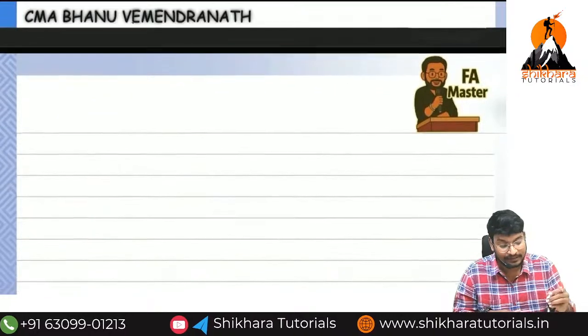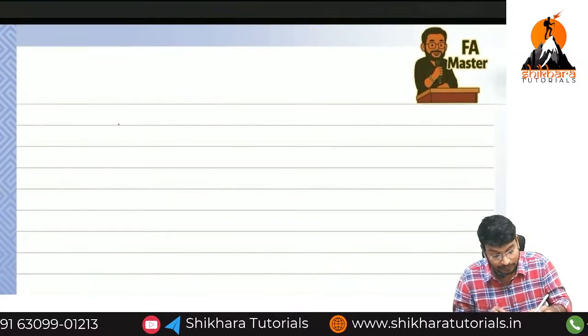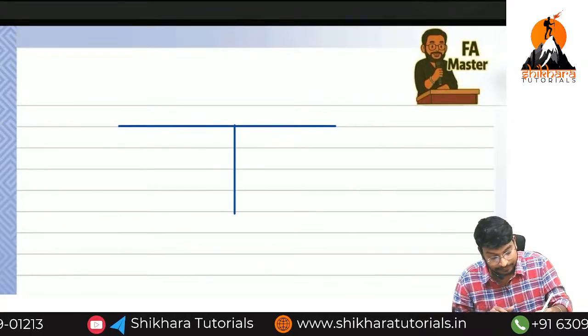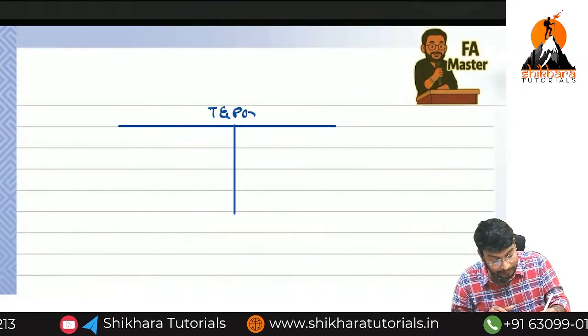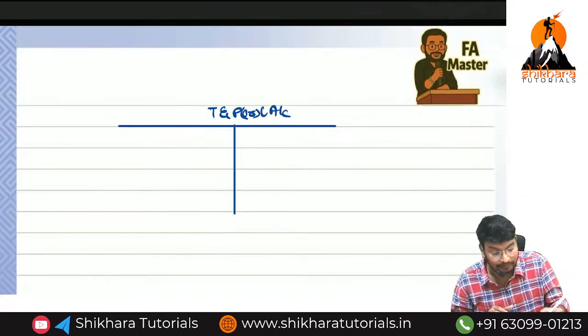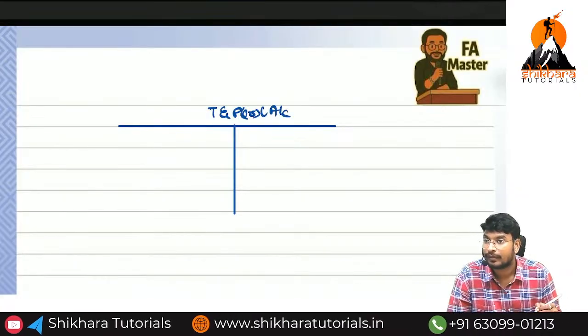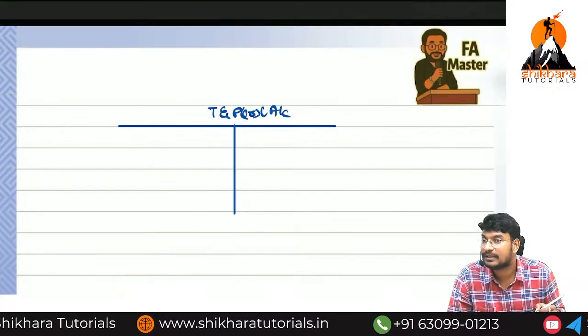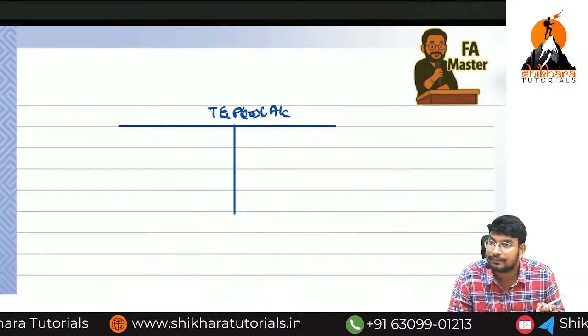Imagine you know the P&L account, right? You know the trading and P&L account. So this is a trading and profit or loss account. Now, sale is an income. You know the nominal account rule. What is the nominal account rule? Debit all expenses and losses, credit all incomes and gains.